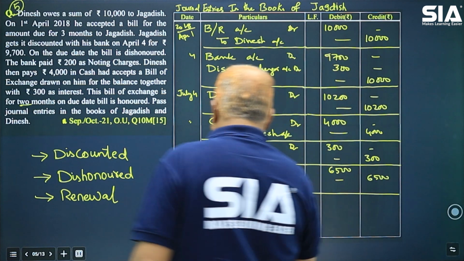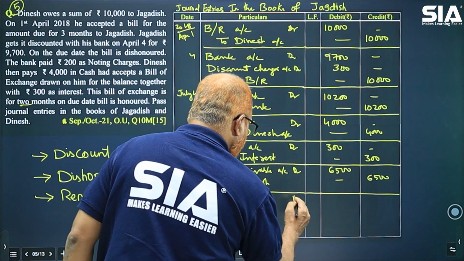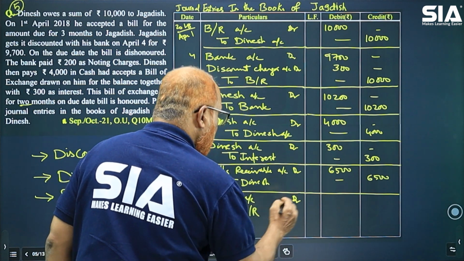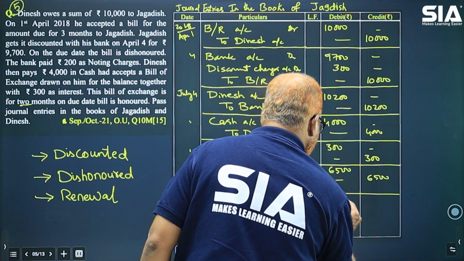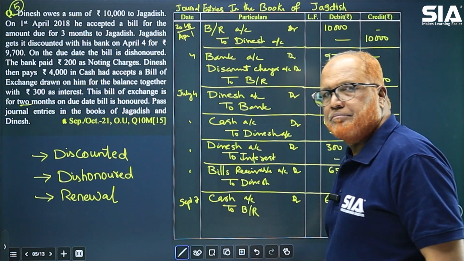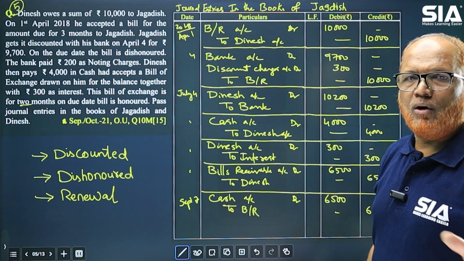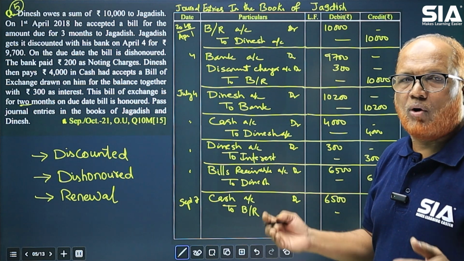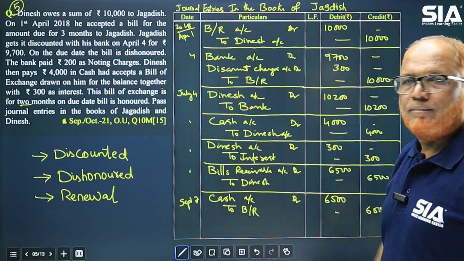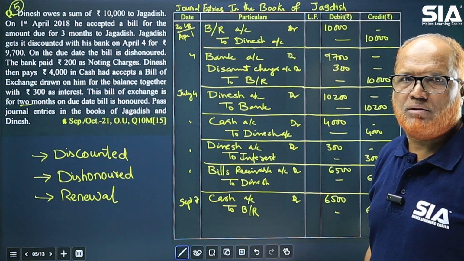So the entry will be cash account debtor to bills receivable 6,500. The new bill is honored on the due date. Being the bill honored on the due date, or cash received on maturity. That's all. So these are the entries in the books of the drawer, that is Jagdish, right?